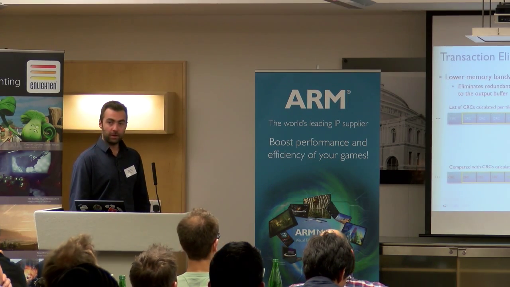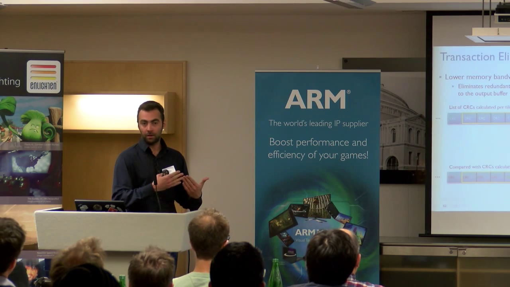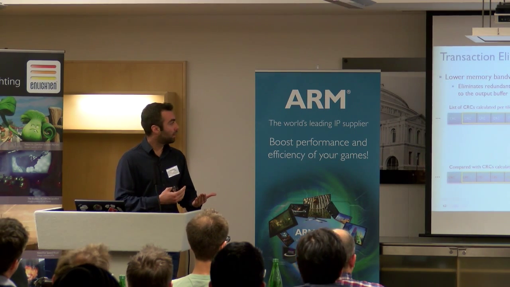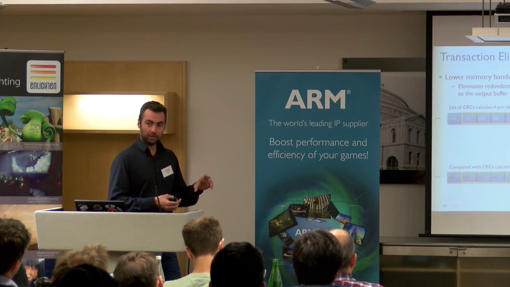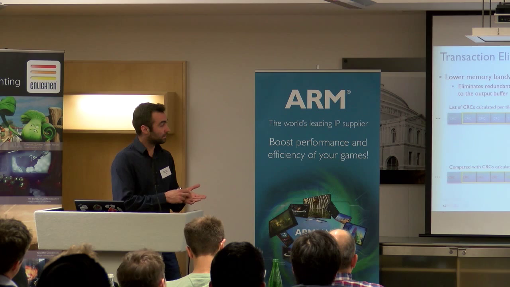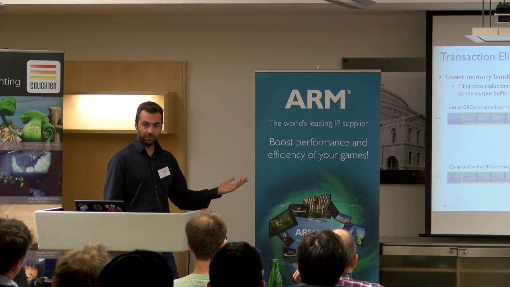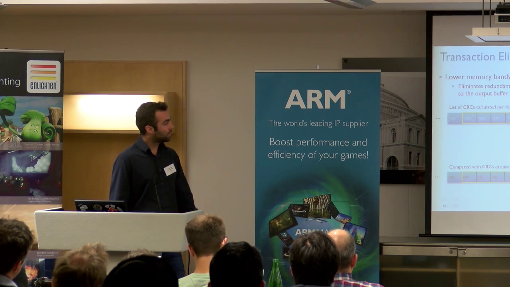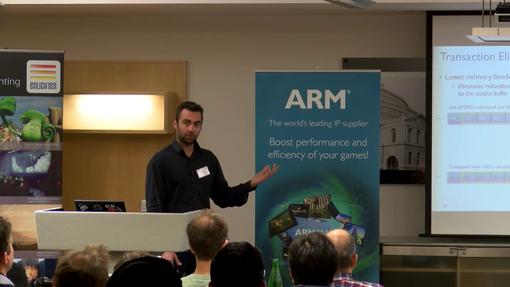Moving forward to transaction elimination, this is a concept introduced by the T600 family. We have identified that in most applications, consecutive frames look a lot like each other. So we are splitting them into tiles, and for each new frame, we are comparing it against the previous one. And for the part of the scene that is identical, on a tile-per-tile basis, we are not writing out the final frame buffer. We're just passing a pointer to the driver saying that this particular tile has been static, so you can reuse the same tile from the previous frame.